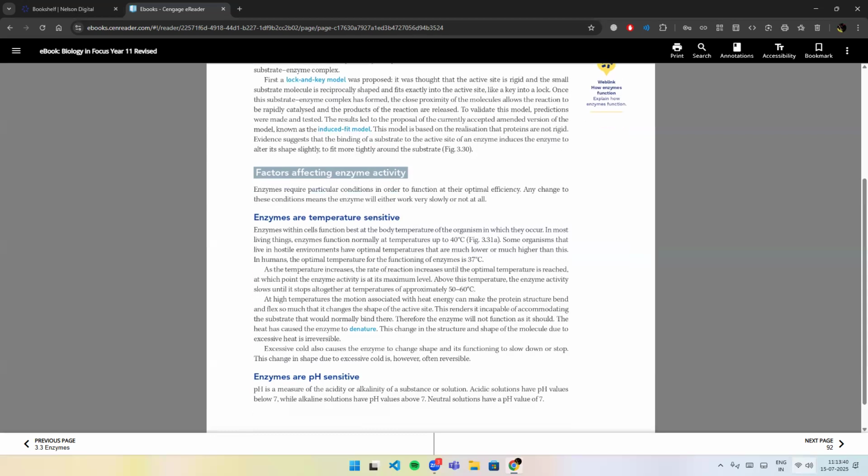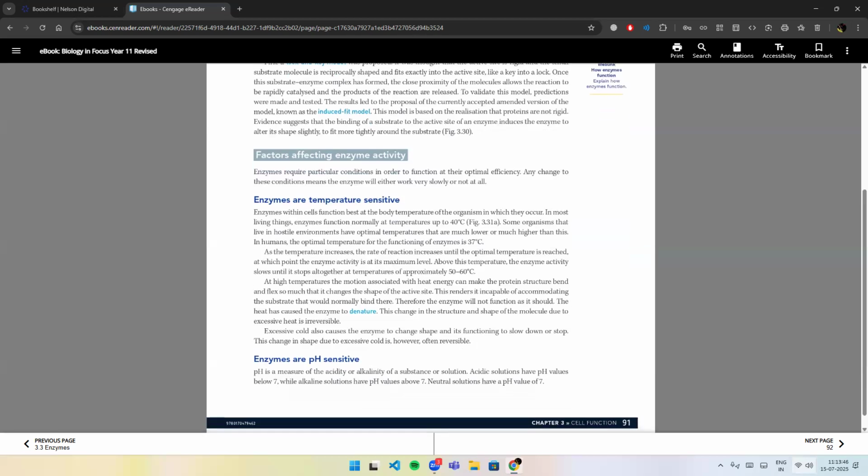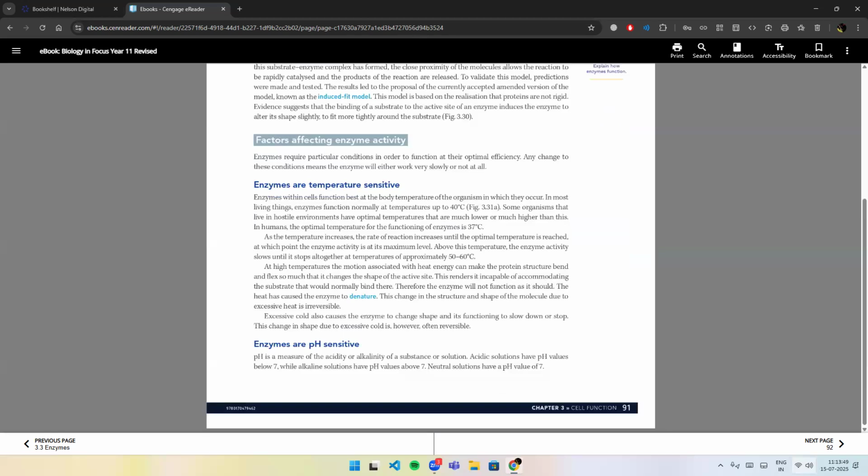To validate this model, predictions were made and tested. The results led to the proposal of the currently accepted amended version of the model known as the induced fit model. This model is based on the realization that proteins are not rigid. Evidence suggests that the binding of a substrate to the active site of an enzyme induces the enzyme to alter its shape slightly to fit more tightly around the substrate.